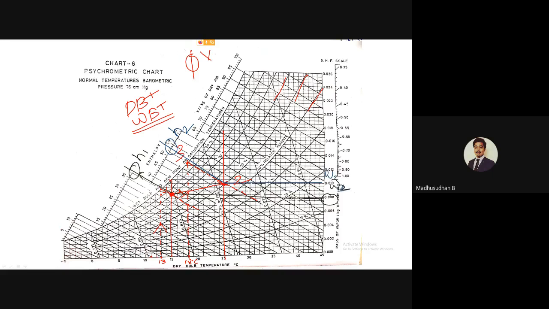Okay, one more parameter you can find, that is the specific volume at inlet, that is 1, and the specific volume at stream 2. So these 2 parameters can also be found. So just check where the specific volume lines are given. Are you able to see these lines here? All these lines are specific volume lines. Okay. So you have to calculate the values on these specific volume lines.